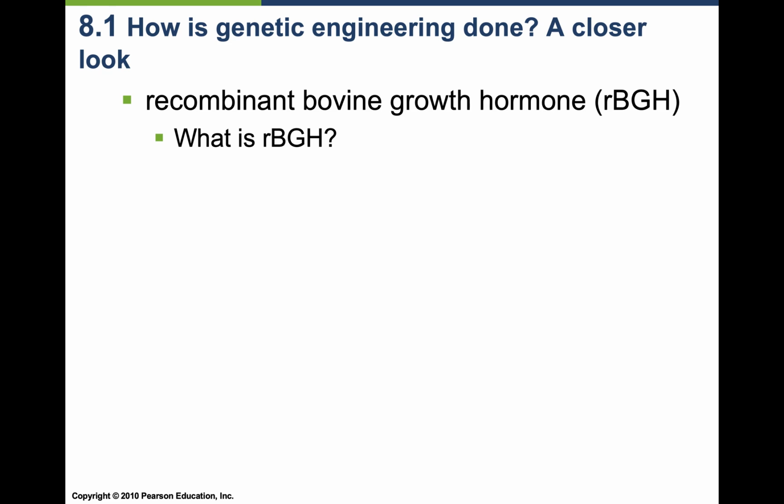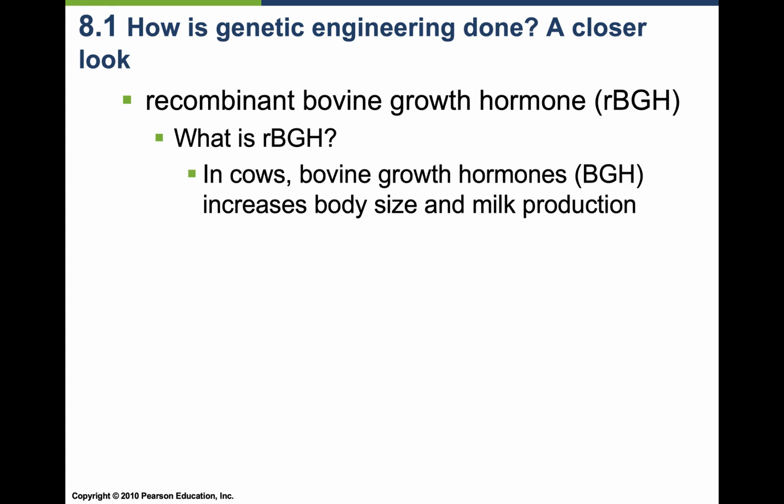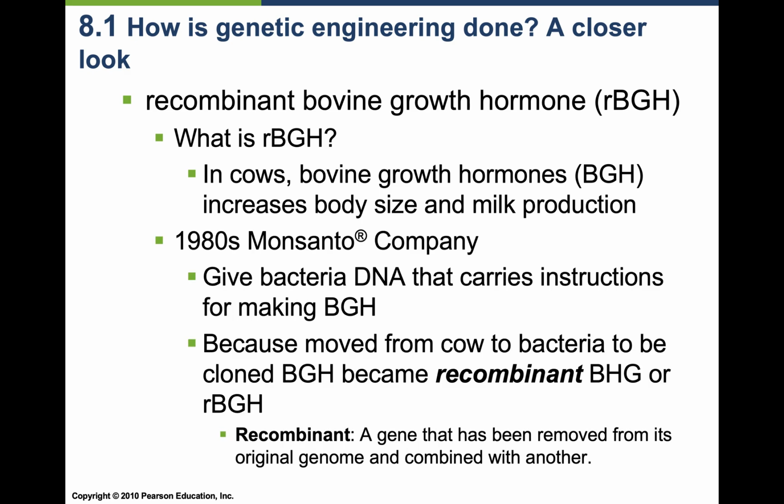One example that we'll talk about is what we call recombinant bovine growth hormone. What is it? In cows, bovine growth hormone increases both body size and milk production. So you can imagine that cows are things that we get milk from and that we eat. So larger body size results in more meat, and more milk results in the ability to sell more milk, right?